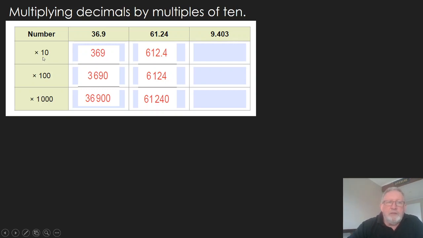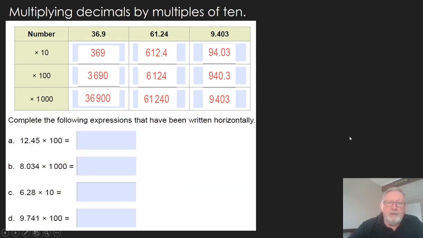So I'm predicting when I multiply 9 and 403 thousandths by 10, two numbers are going to be following the decimal point, 94 and 3 hundredths. Let's see if I'm right. 94 and 3 hundredths indeed. Multiplied by 100, multiplied by 1,000. And again, I'm going to reinforce that certain numbers don't change.